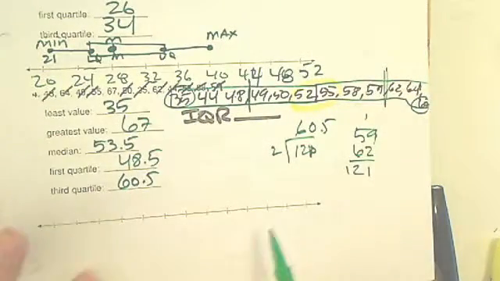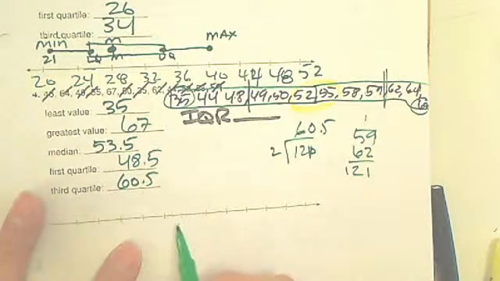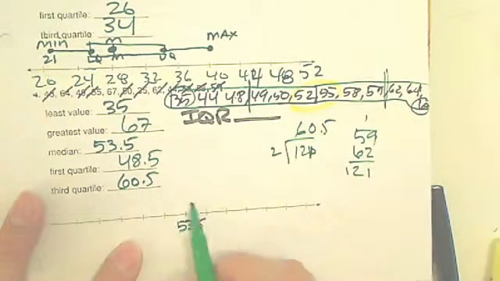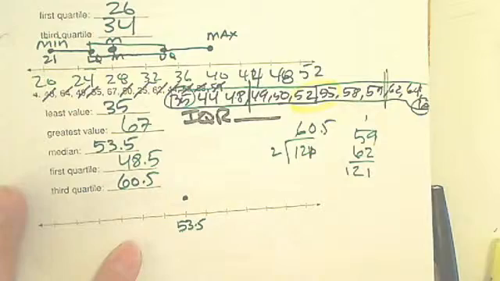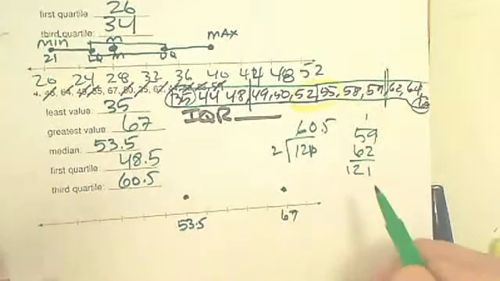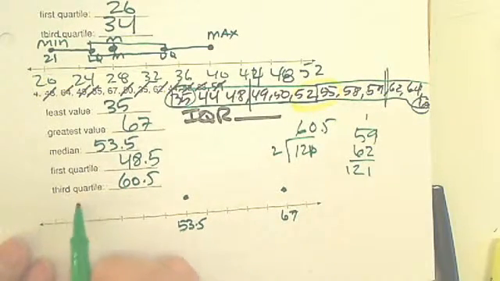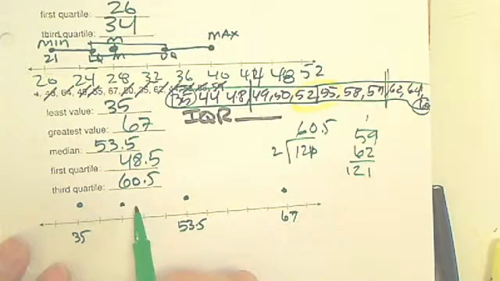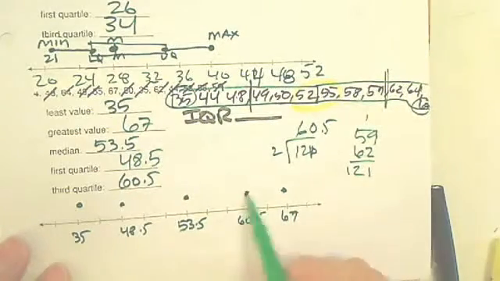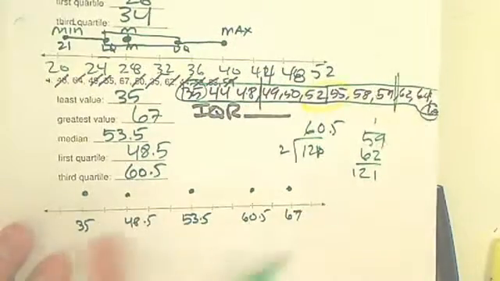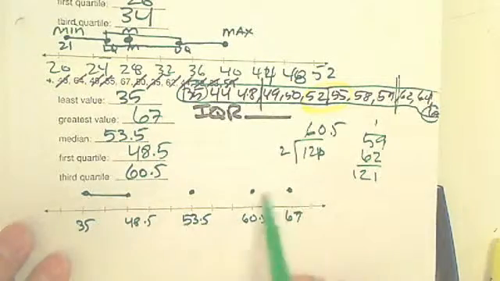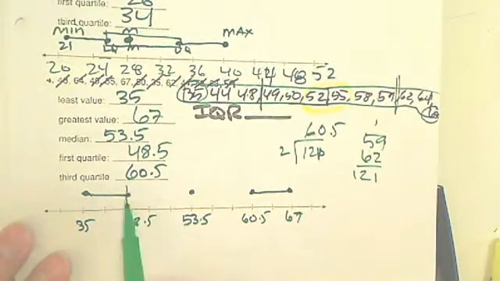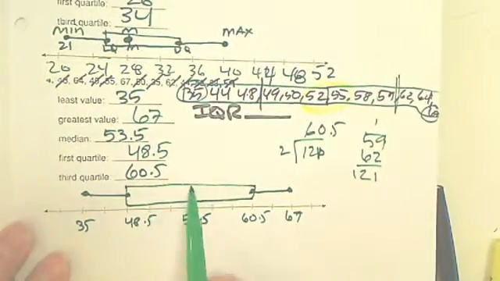So when you draw your box, let's say the middle is 53.5, the highest value is 67, the lowest value is 35, the middle of the low is 48.5, and the middle of the high is 60.5. 5 dots, 5 numbers, whisker, whisker, box, box in the middle.